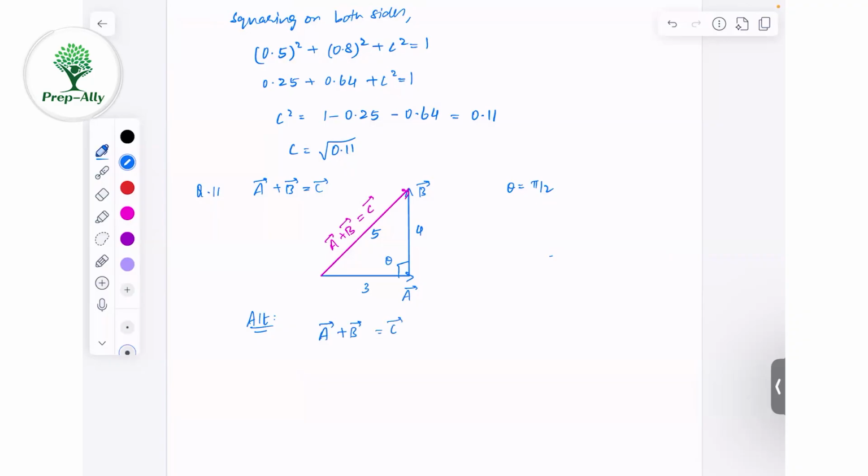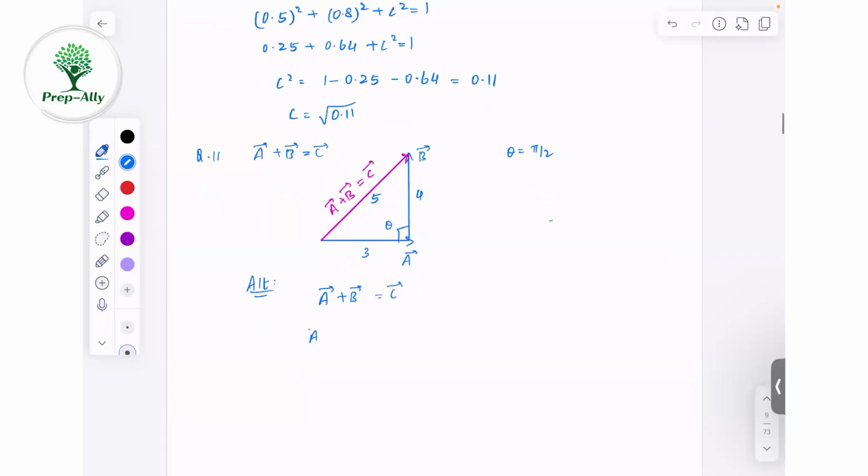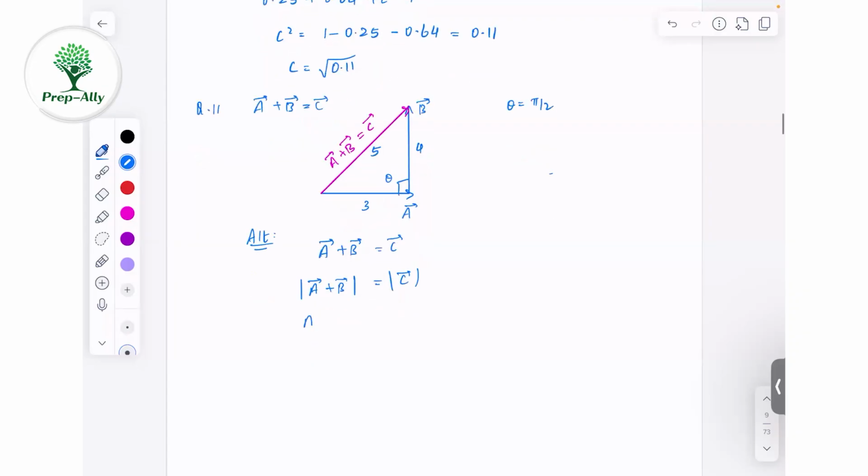this way. So let's square on both sides. So we get magnitude of A bar plus B bar is equal to magnitude of C bar. Now let's square it. That will be more clear. That will be magnitude of A square plus magnitude of B square plus 2 times A bar dot B bar equal to magnitude of C square.